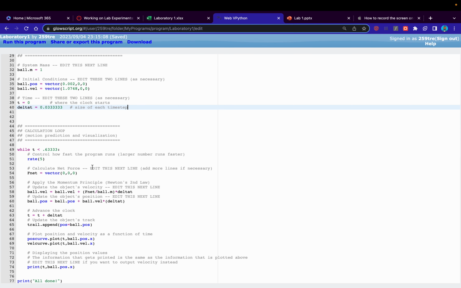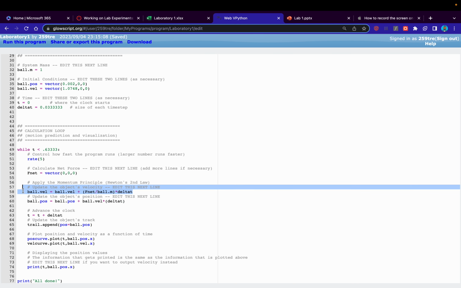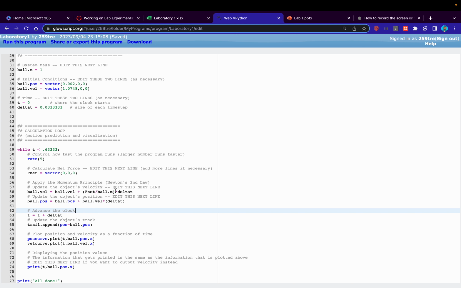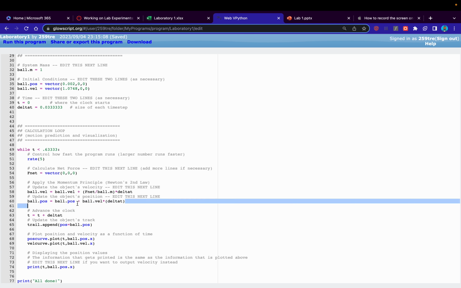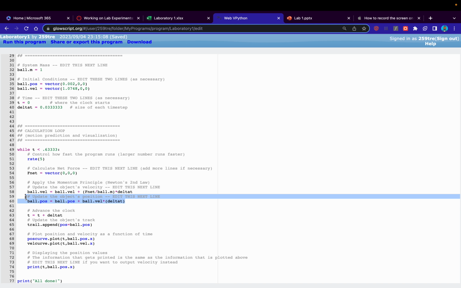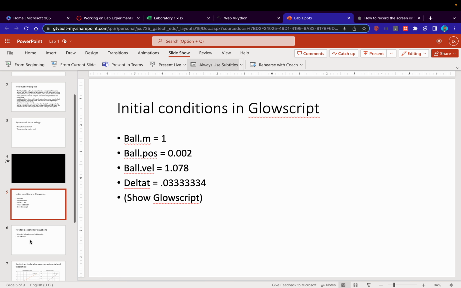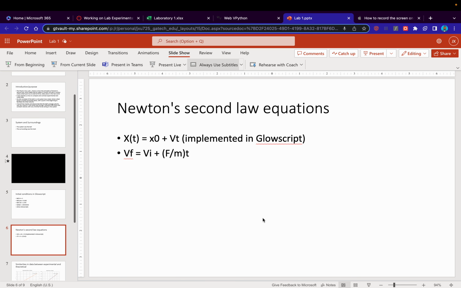So as we come down here, we can see the momentum principles, Newton's second law. Here are the two equations. The ball's final velocity equals the ball's initial velocity plus F net over the mass of the ball times delta t. And here is the ball's position function. It is represented in the momentum principle as the final position equals the initial position plus the ball's velocity times delta t. And so here are those equations written out.